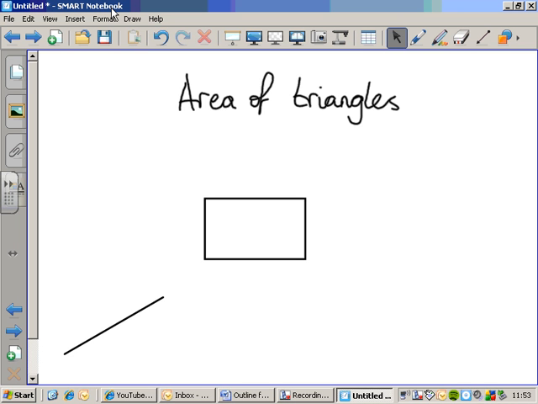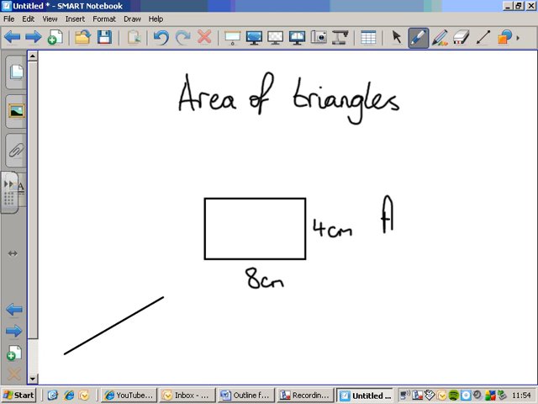Okay, here's some chat about the area of triangles, and we're starting with a rectangle, and you'll see why in a second. We want to understand how to find the area of a triangle. We know how to find the area of a rectangle. Let's say this has dimensions of 8 centimeters by 4 centimeters.